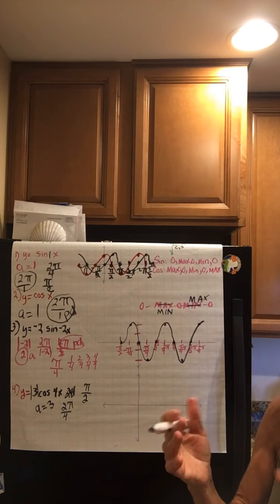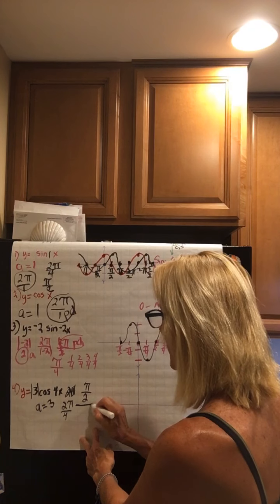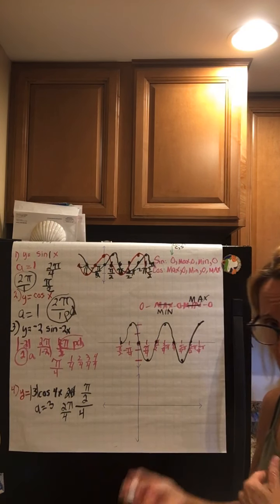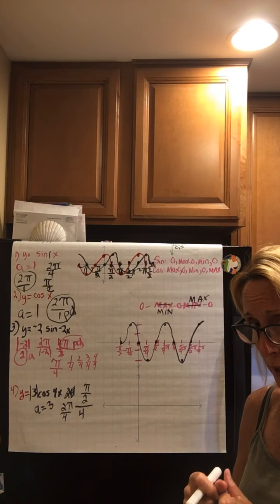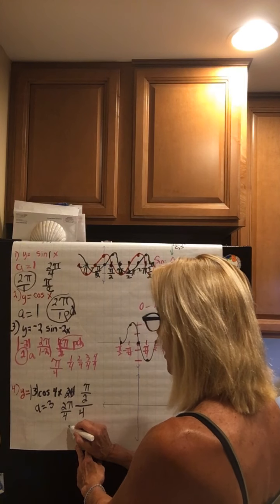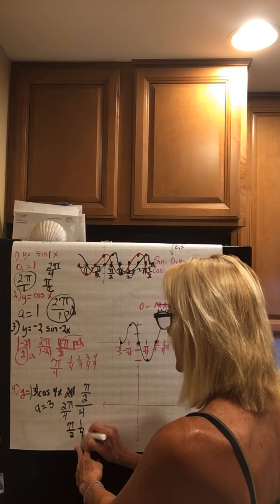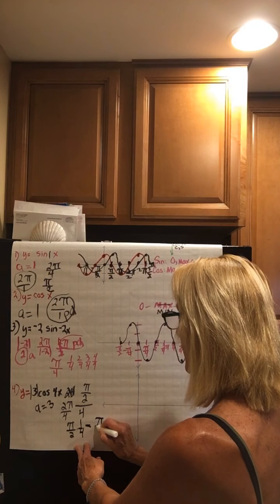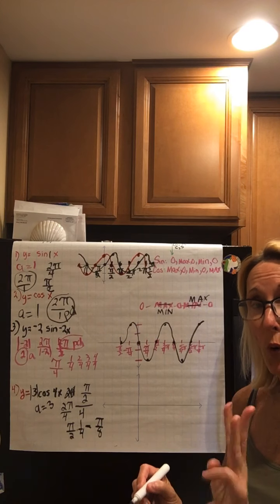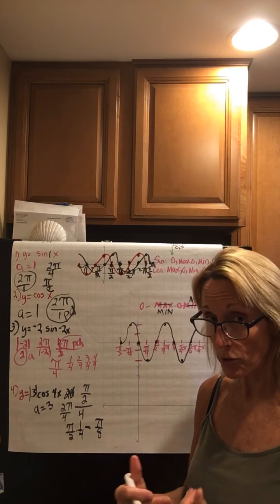Now, that's my period, but I have to divide it into 4 units. If I divide that by 4, it looks kind of funky. So instead of dividing by 4, it's the same thing as multiplying by 1/4. So I've got pi over 2 times 1/4 equals pi over 8. So again, that's 1/8, 2/8, 3/8, 4/8, 5/8, 6/8, 7/8, 8/8. That's how you can do it.